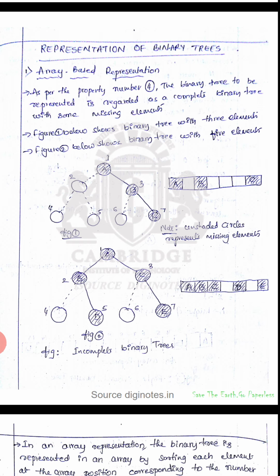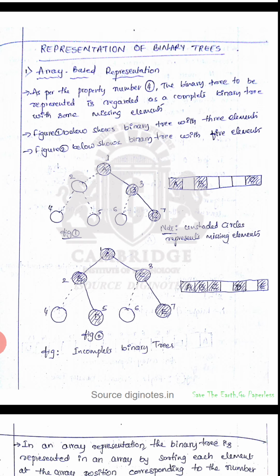Here we have got only three elements in the first figure, A, B and C, and the remaining elements are missing. Each and every element, even though missing, is assigned a number like 1, 2, 3, 4, 5, 6, 7. These are ordered because a binary tree contains ordered elements. When the first figure is represented using an array, the size of the array should be 7. Here A will be stored in the first location.